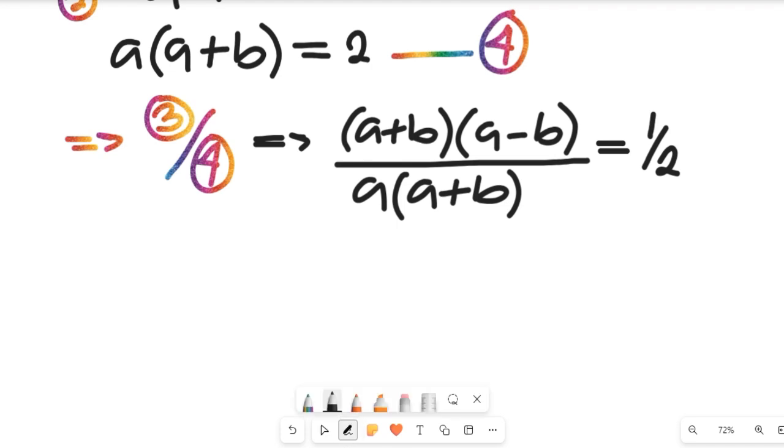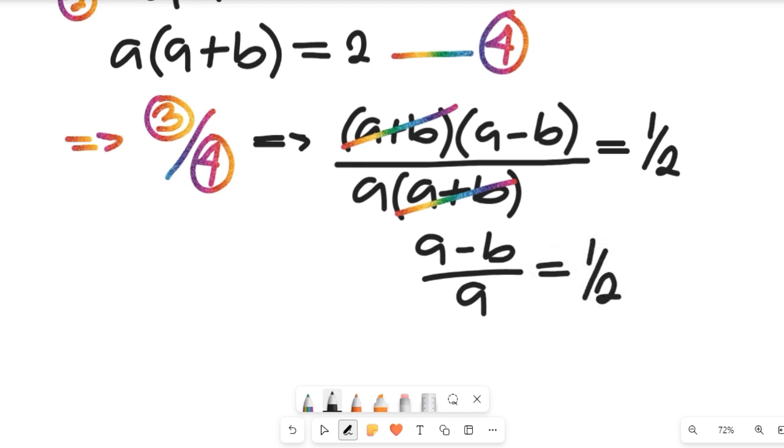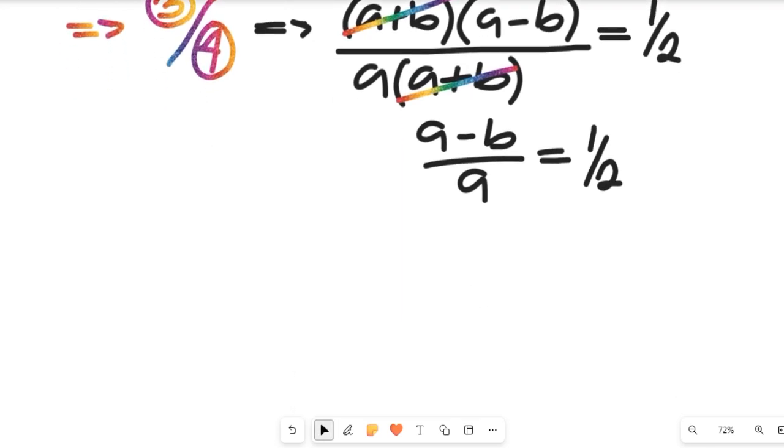Great. So what are we trying to arrive at? Let's simplify this. Do you notice that something is common here? This is common with this, so we'll clear that and we'll be left with a minus b divided by a, and this will be equal to 1 divided by 2. Great. So we can simplify this by multiplying both sides by 2. If we multiply both sides by 2, in this instance, we are going to cross multiply.